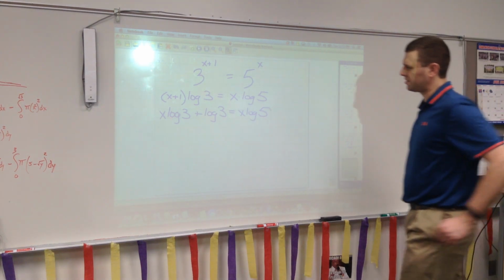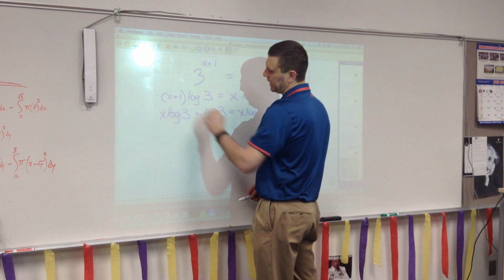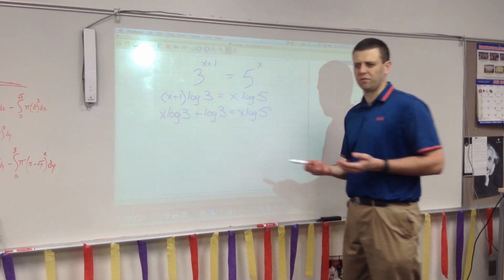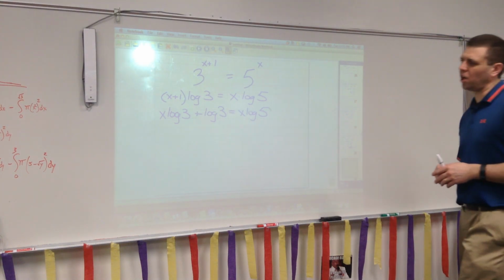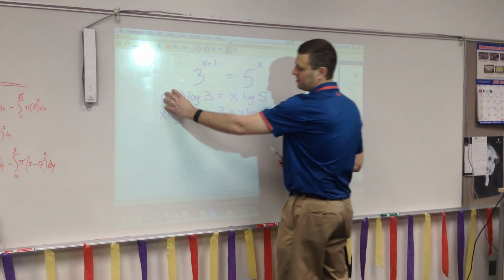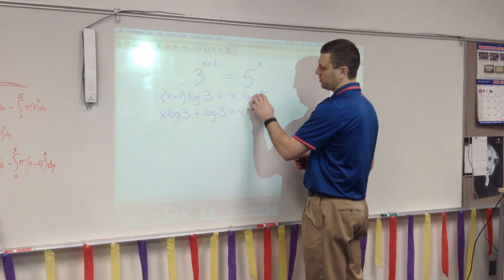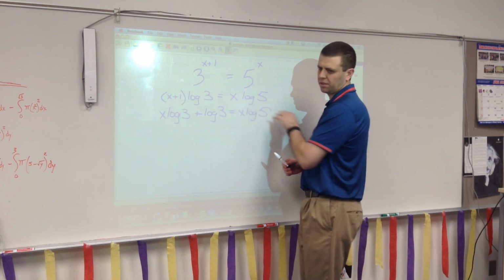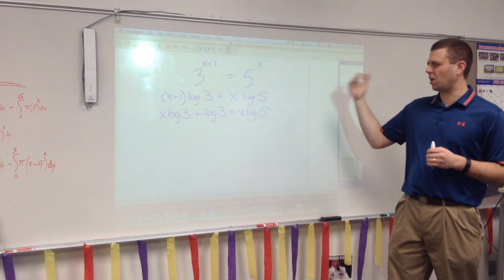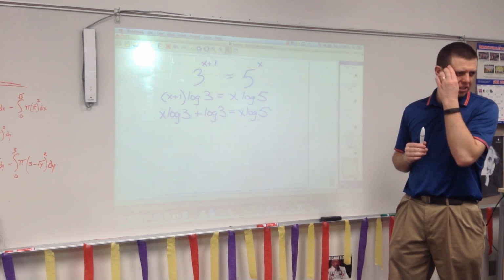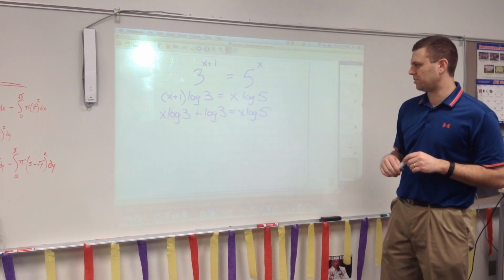Dividing by x would maybe get rid of the x here, but now you'd have x plus 1 over x here, and I don't really want to solve for x when it's in the denominator. Dividing by log 3 would have gotten this x plus 1 by itself, but then I would have had x times log 5 over log 3. That isn't terrible, but remember that still has an x on it. I'm going to go ahead and just do it this way.